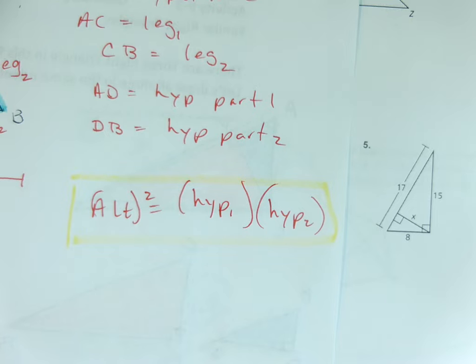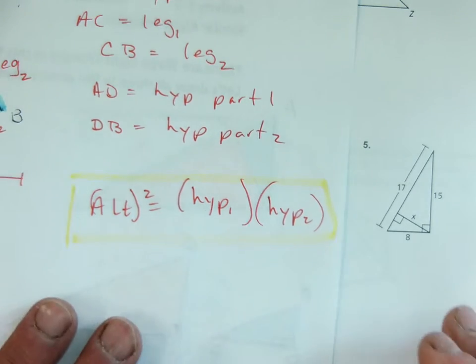Okay, one more time. So this formula says altitude squared is equal to height piece 1 times height piece 2, right? But I don't know these two pieces. I know the whole thing's 17, so I know the legs, and I'm going to back myself up and use the leg formula. You use either one or two, it doesn't matter.